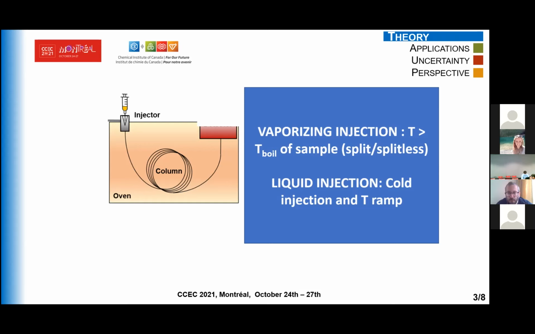On the other hand, non-vaporizing or on-column injectors do not vaporize the sample. The temperature of the inlet is way below the boiling temperature of your sample, and therefore you inject liquid. It's then the temperature ramp that vaporizes your sample so that it enters the column.